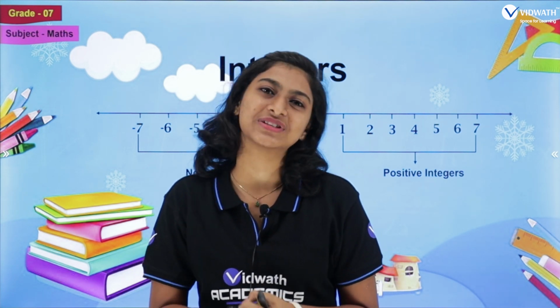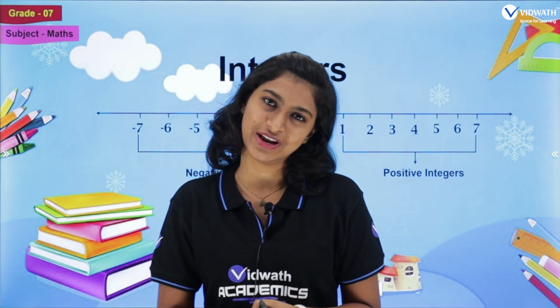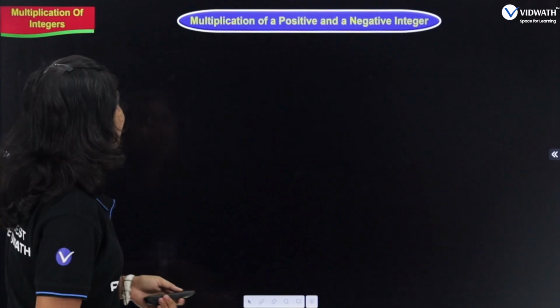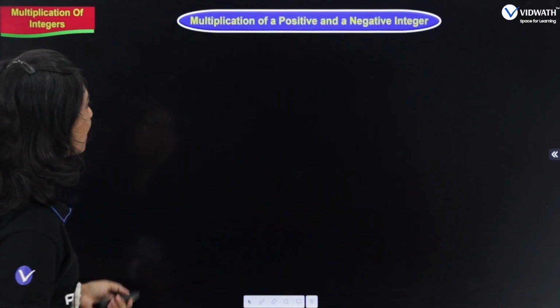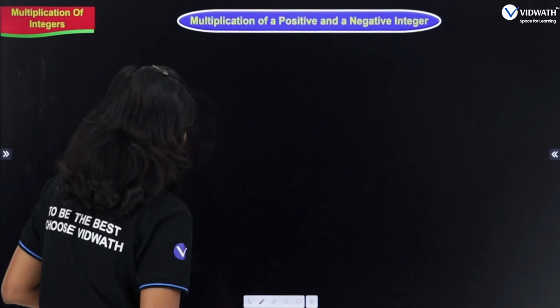In the previous class we discussed the exercise problems, and today we will see the multiplication of integers. Let's start. Multiplication of integers, multiplication of a positive and a negative number. I will give you an example for this.